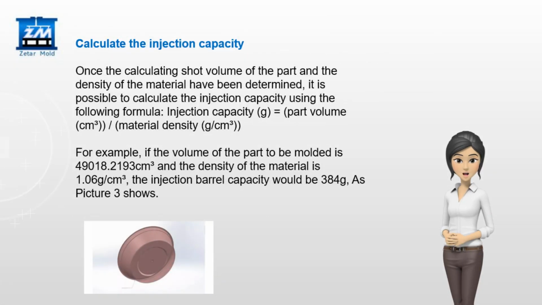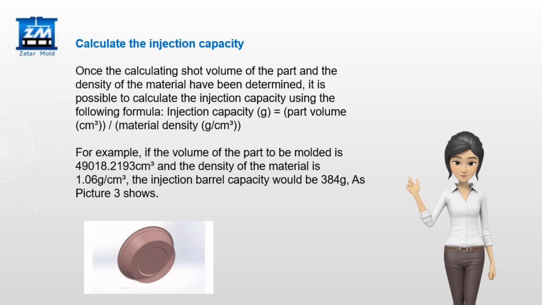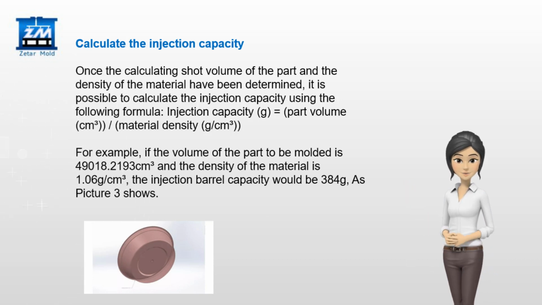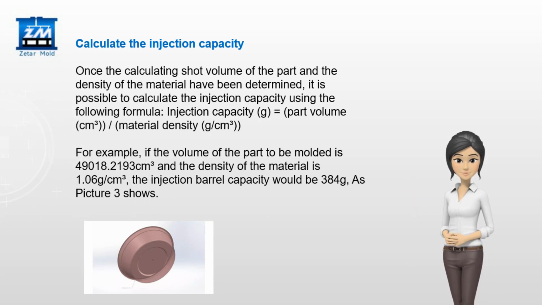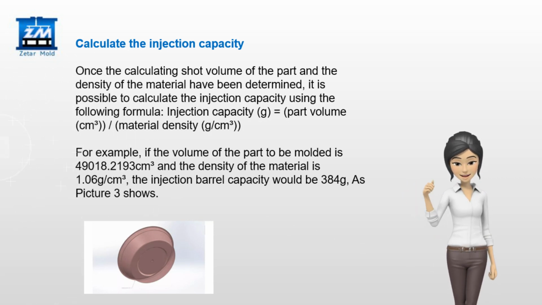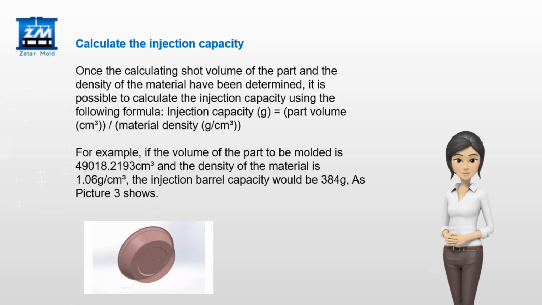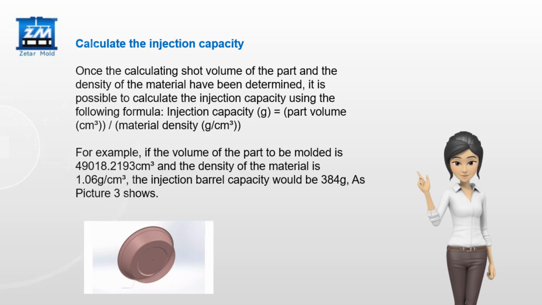Calculate the injection capacity. Once the calculating shot volume of the part and the density of the material have been determined, it is possible to calculate the injection capacity using the following formula. Injection capacity, G, is equal to part volume, cm³, times material density, g/cm³.